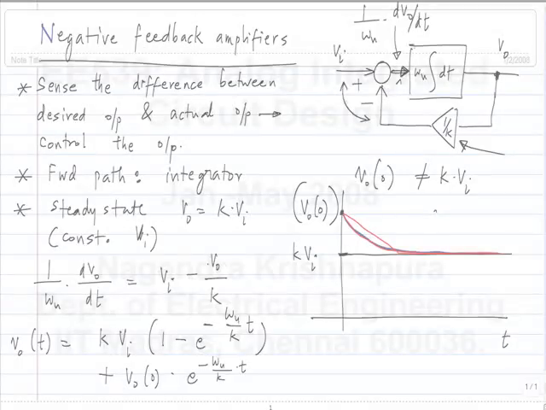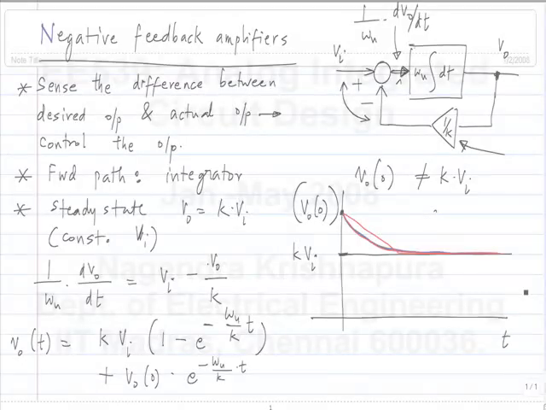Now if I want to make the system reach steady state faster, what do I have to do? I want the same amplifier. I want a gain of 10, let's say k is 10. But it takes some time to reach the output. I don't want to wait that long. Maybe for my application, I need it to go faster. What do I have to do?